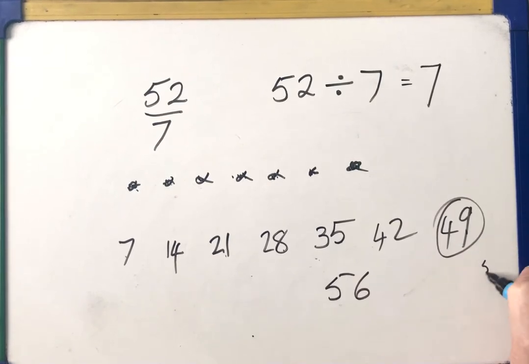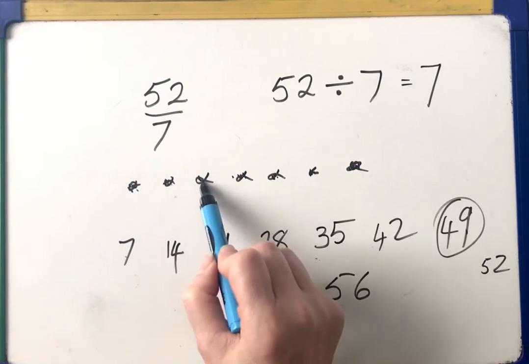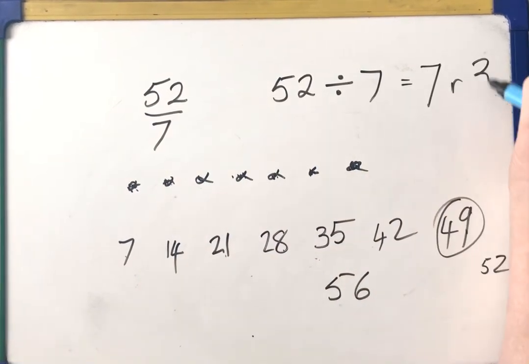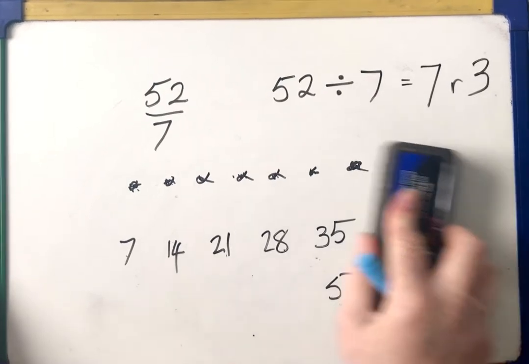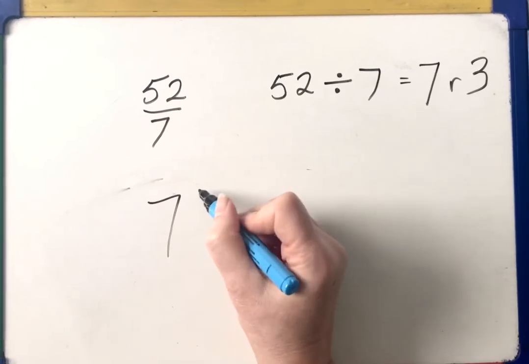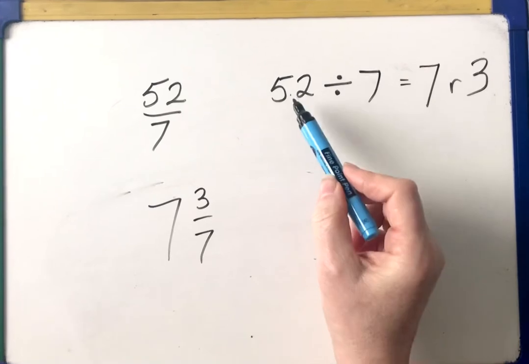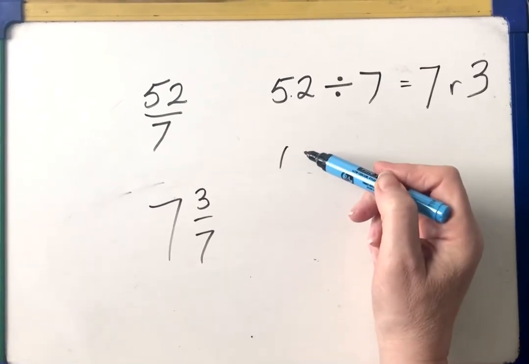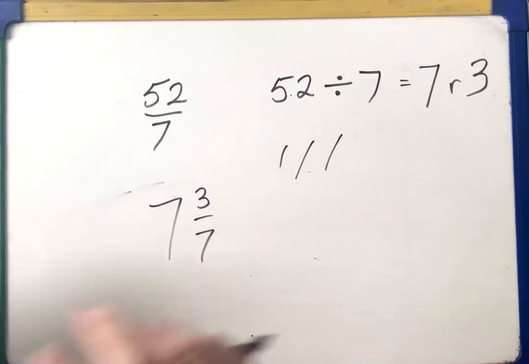But I've got to get to 52. So 49, 50, 51, 52. So it's remainder 3. 7, remainder 3. Well, I write that as 7 whole ones and 3 sevenths left over. 7 sevens are 49, 49, 50, 51, 52. There we go. One more and then you can have a go.